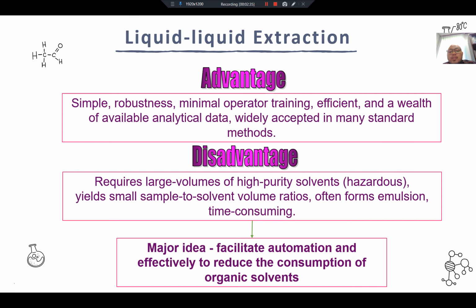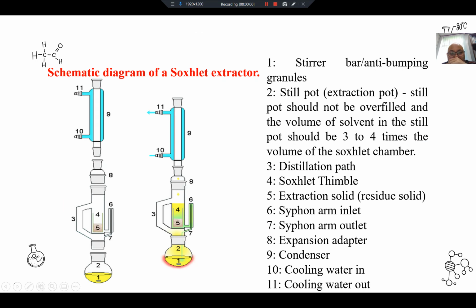So to solve this issue, we need to have automation and also effectively reduce the consumption of organic solvent. This is where solid phase extraction comes in, for example. Later on we will discuss micro liquid extraction. Later we will also discuss solid phase microextraction. So a lot of other methods will be discussed in the next week, if I'm not mistaken. Right, now let's look at the solid extraction method.